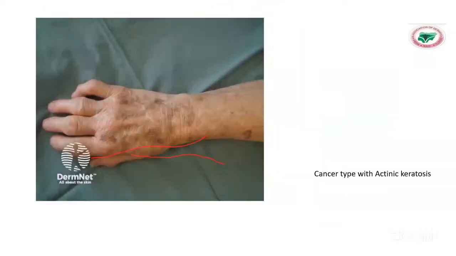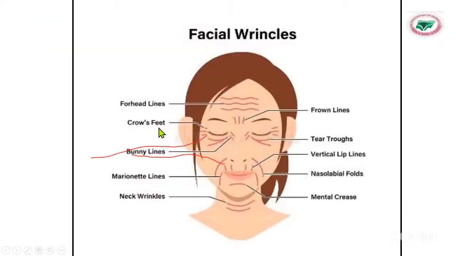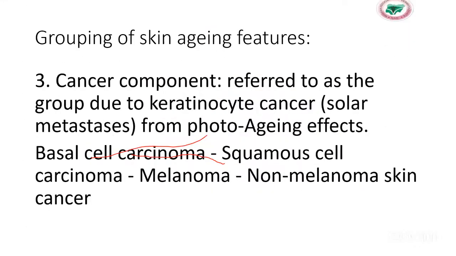Then the cancer type is the third group. This is a picture of the cancer type with actinic keratosis shown, and they usually have photoaging effects. And then melanoma, squamous cell carcinoma, and all those belong to this group.